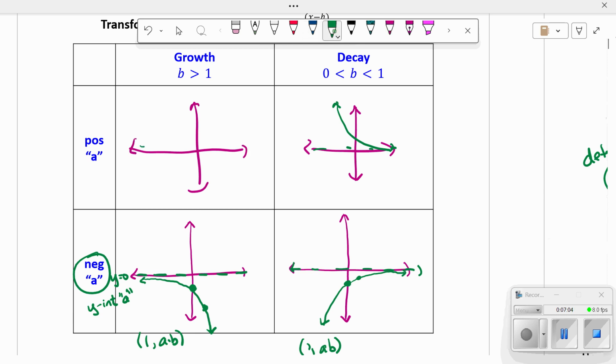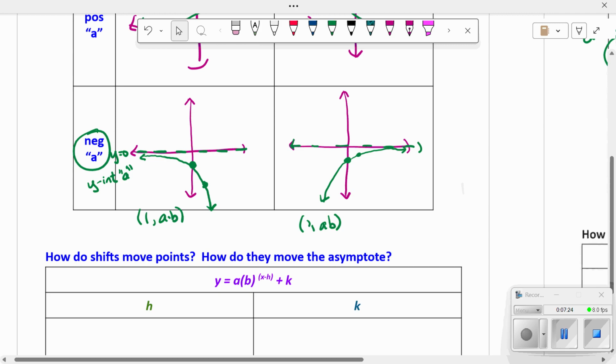Your standard positive A with a B that's greater than 1 is growth, positive A, B less than 1 is decay, negative A, B greater than 1 is swooping down, and negative A with B as a fraction is swooping up. But you never cross the asymptote.